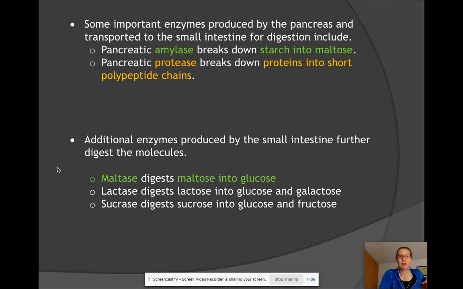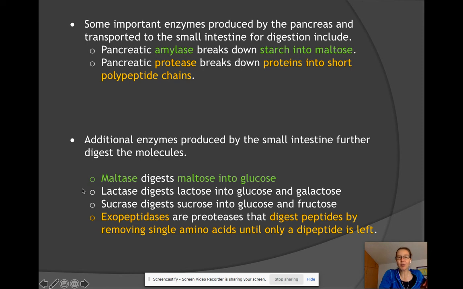All right, proteins. Once it gets from the stomach, it's already been partially broken down, but then there's a pancreatic protease, and that breaks down proteins into shorter polypeptide chains. And then further along in the small intestine, you get these exopeptidases, and they digest peptides by actually removing a single amino acid at a time.